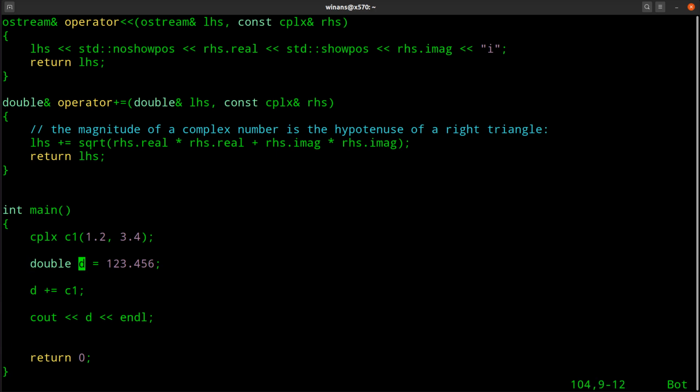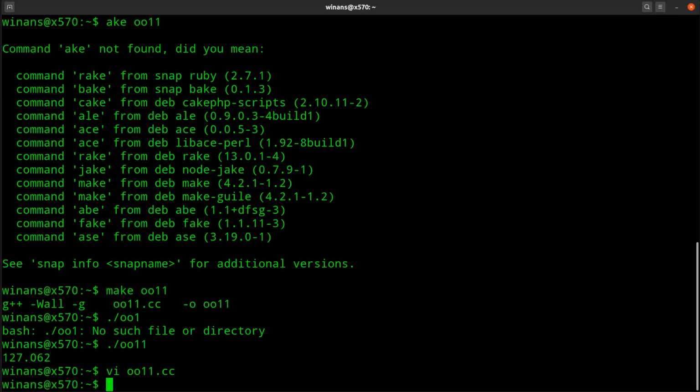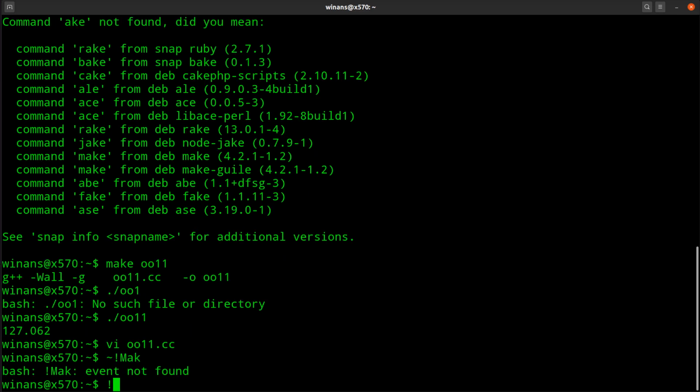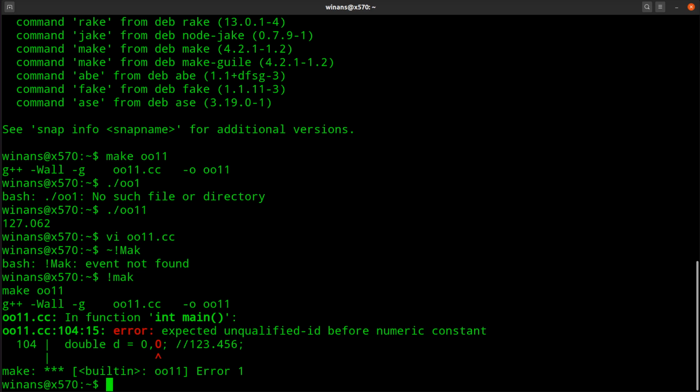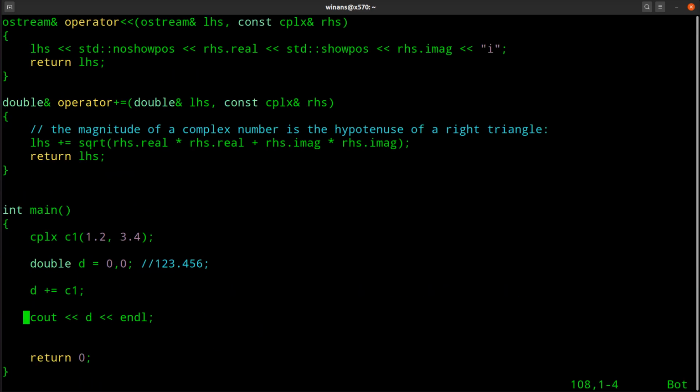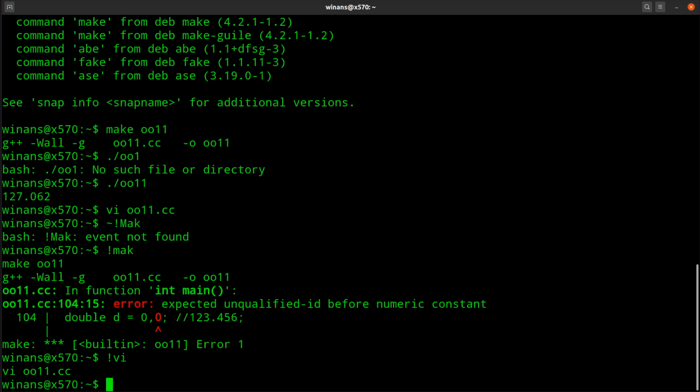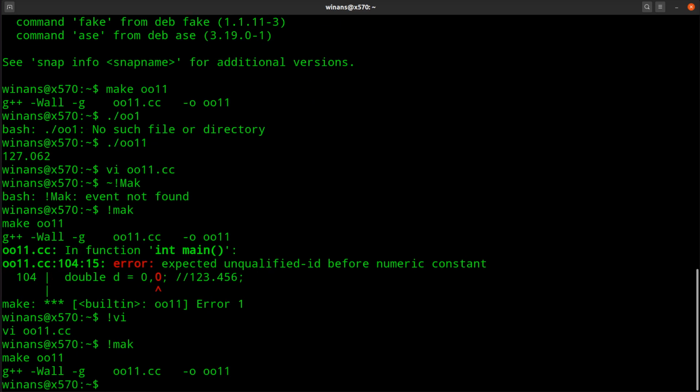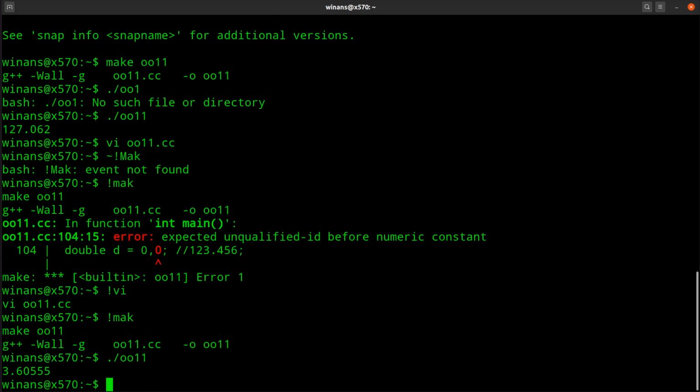Let's set the double to 0. If we add it to 0, we'll find out exactly what the magnitude is. Oops. Again, I'm really not firing on all cylinders here. Make 0011, 0011, and we got about 3.6.